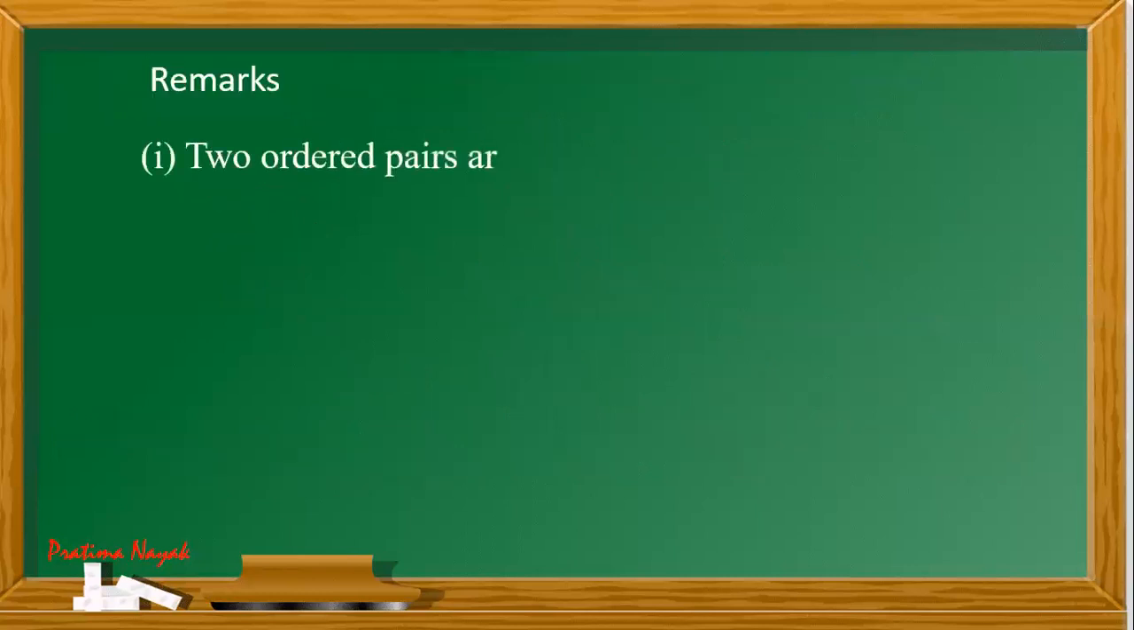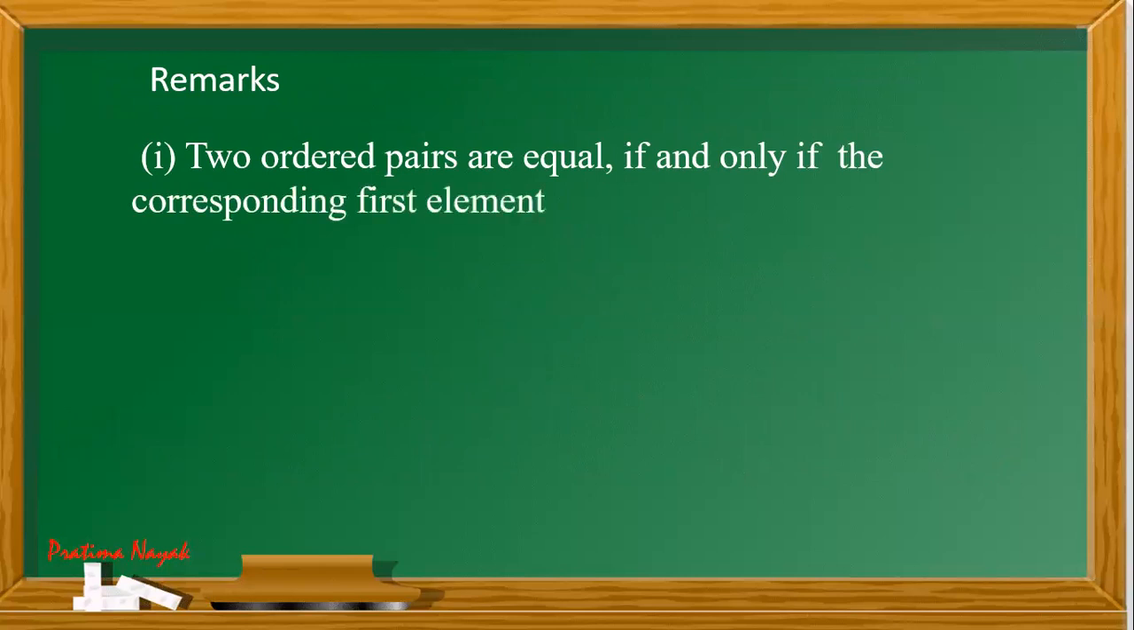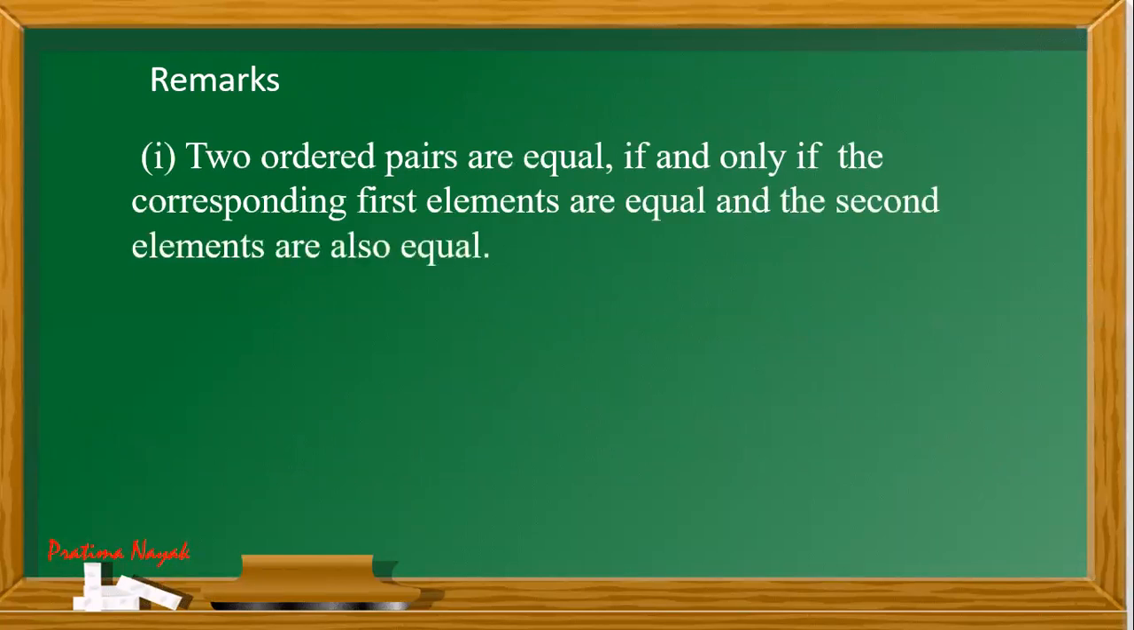Now these 2-3 things you have to remember. Please note, two ordered pairs are equal if and only if the corresponding first elements are equal and the second elements are also equal. That means if first is equal to first and second is equal to second, then only they can be equal. Otherwise, they will not be equal.